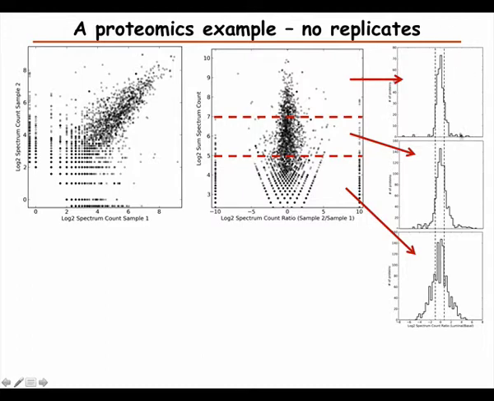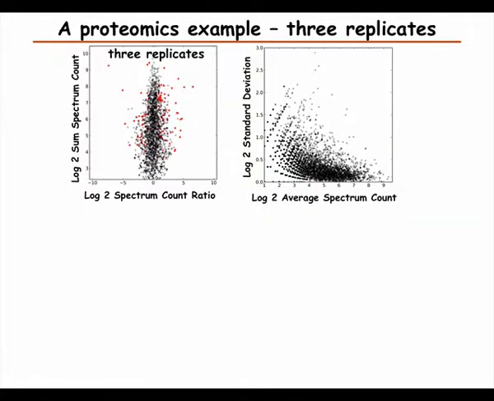So we can make some assumptions on this and look for outliers. And that's probably, in this case, if we don't have any replicates, the best we can do. But of course, that's not so reliable. So now we have another case where we have 3 replicates.